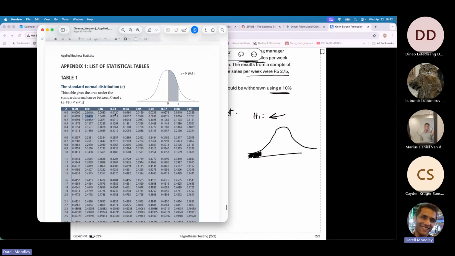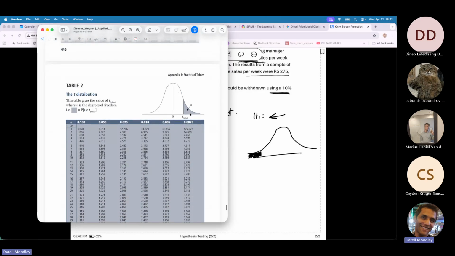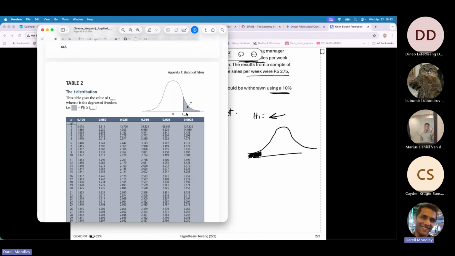So it's telling you that the area from 0 to a Z value of 0.11 is 4.38%. However, if you look at the T distribution, that's not the shaded area. The shaded area is on the right of your T value. So if you want the area from the T value to everything on the right of it, that's what this table is going to tell you.